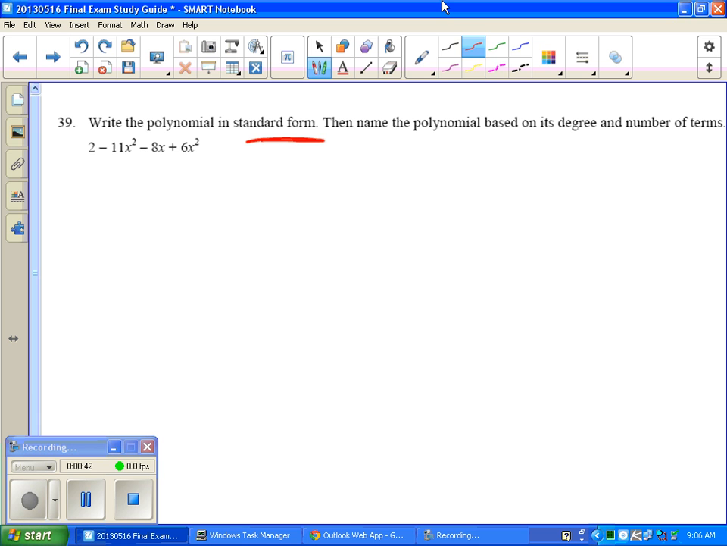We have two like terms right here. We have negative 11x squared and positive 6x squared. We can combine those. Negative 11x squared and positive 6x squared is negative 5x squared. Then we want to put the next variable term next. We only have one more variable term, negative 8x, so let's let that one come next. Negative 8x, followed by our positive 2, which is our constant term.